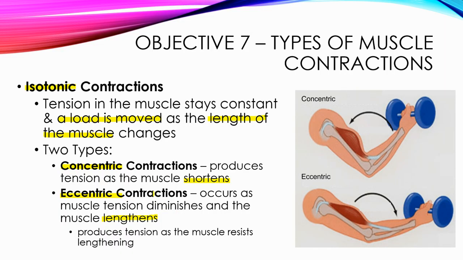That's an eccentric contraction. And so a lot of times you're producing that tension as you try to resist that lengthening. So as you slowly lower that weight, you can see that that muscle is getting shorter here, and the muscle is getting longer there. But in both cases, we are moving something, okay? We are moving that load.